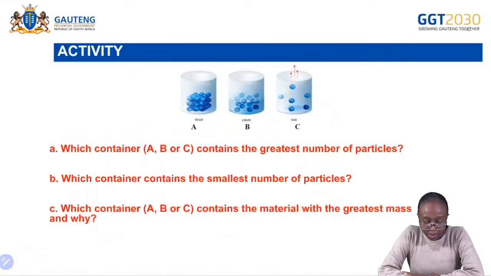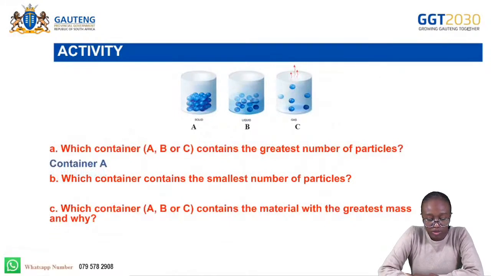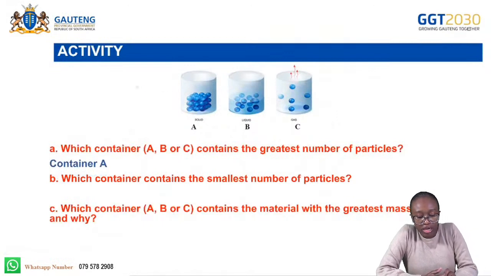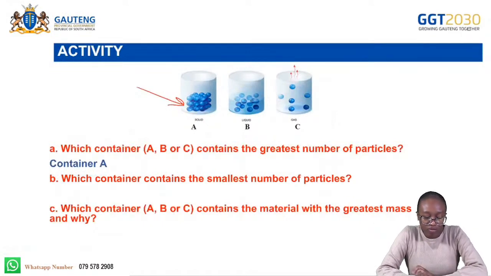Welcome back, learners. Now let's answer these 5 questions. Which container, A, B, or C, contains the greatest number of particles? Which one is it? It is container A. Container A has the greatest number of particles.